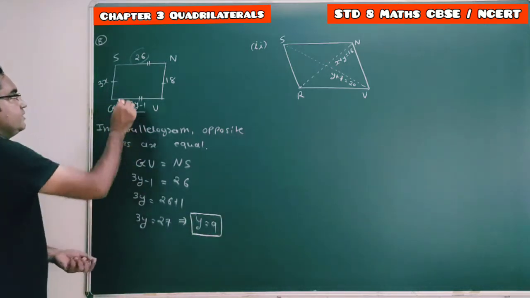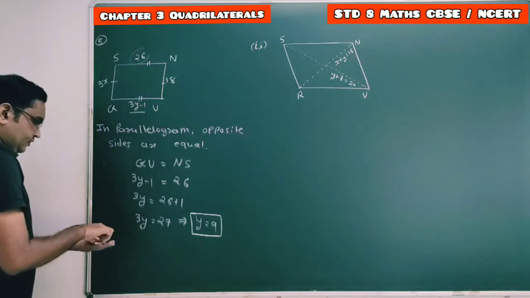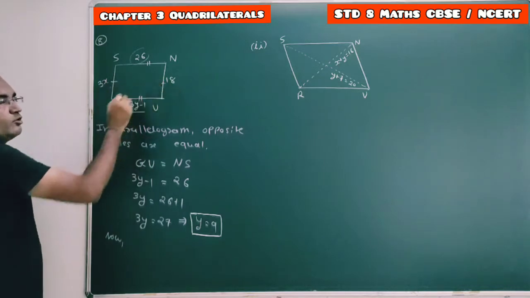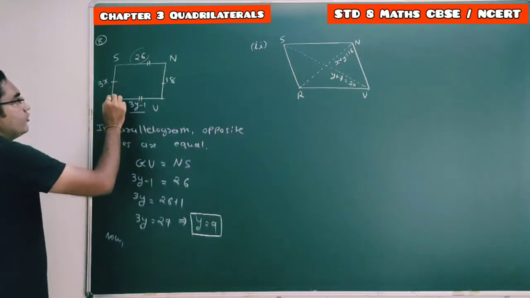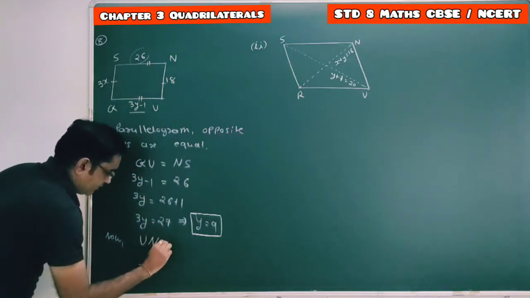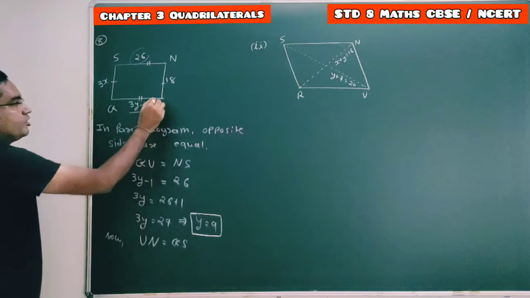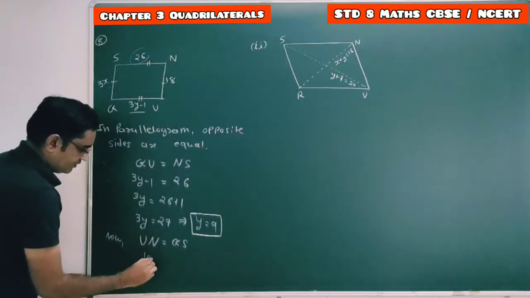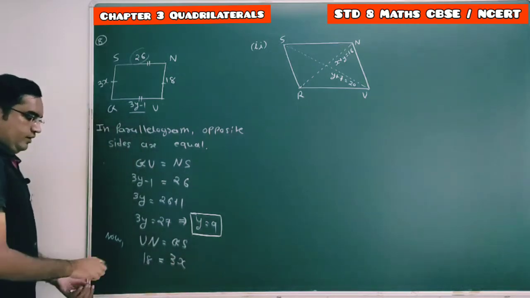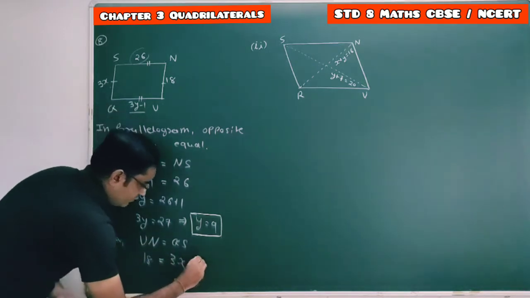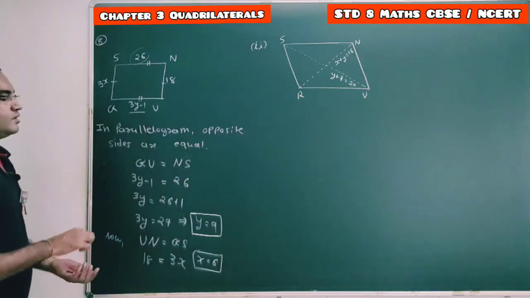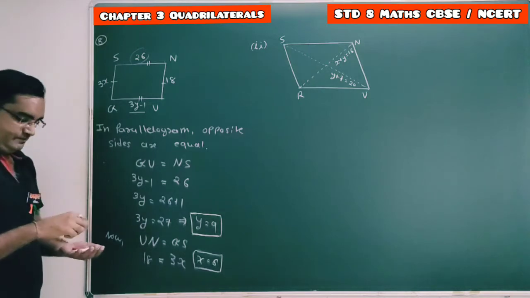Same way, these both the sides are equal. In parallelogram, a pair of opposite sides are equal in length. Therefore, we can write UN equal to GS. UN is 18 and GS equals 3x. So x equals 18 by 3. So we'll get x equal to 6. So this is how you can find the values of this unknown x and y.